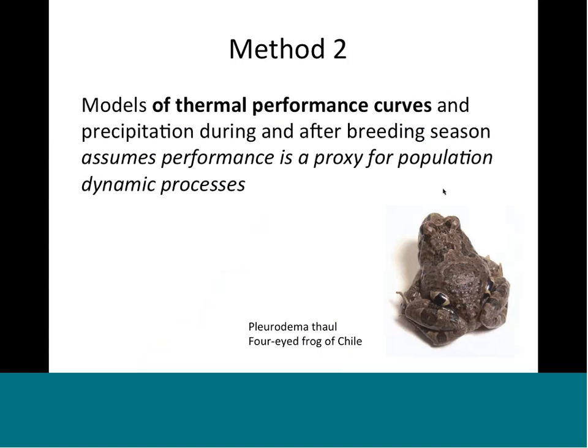Okay, so that's just a very simple method that says how many hours does the tortoise or the lizard or the frog have above this preferred temperature in the environment. And because the yellow-footed tortoise is a thermal conformer, we can compute that simply from T-min and T-max, and then integrate the area above the thermal preference curve.